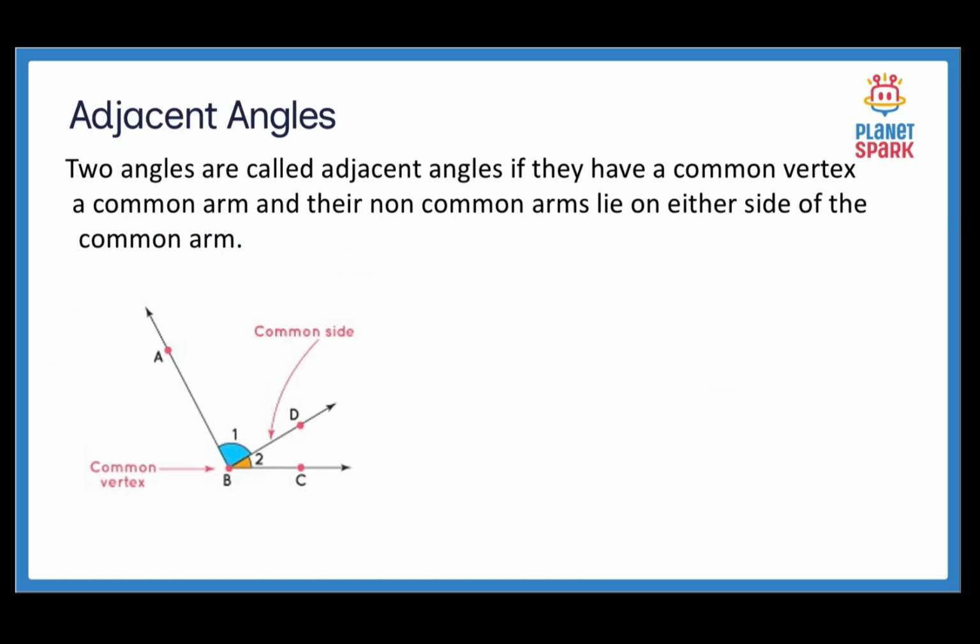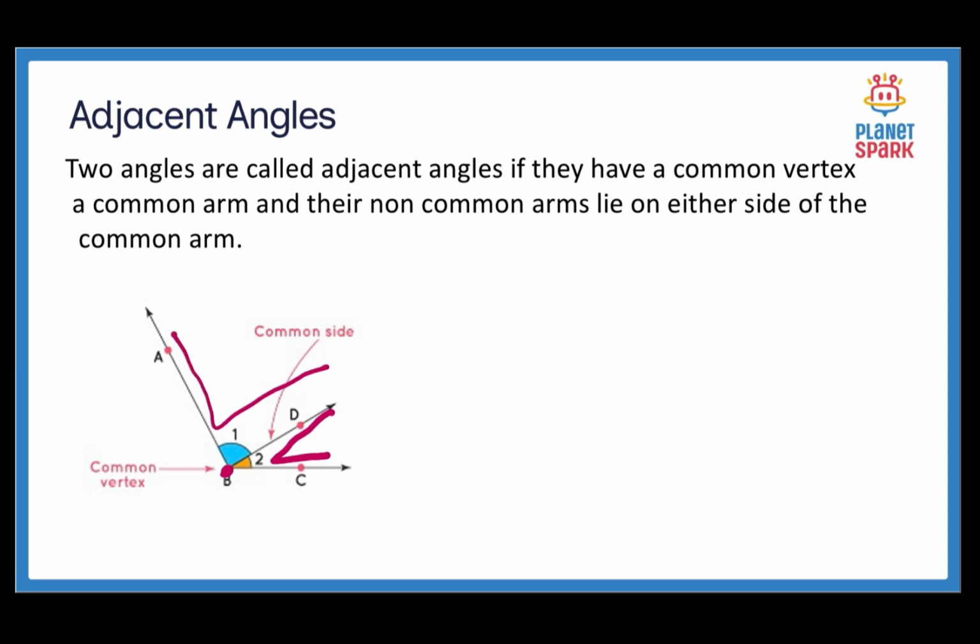Moving to the next important concept, adjacent angles. Two angles are called adjacent if they have a common vertex. Now the common vertex over here is B, and a common arm. BD is the common arm and the non-common arms are on the opposite side of the common arm.